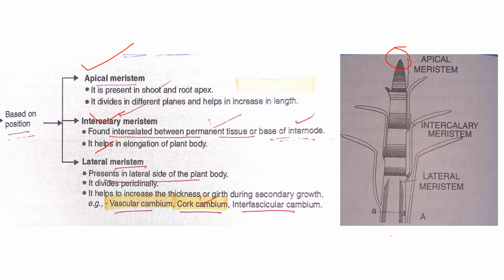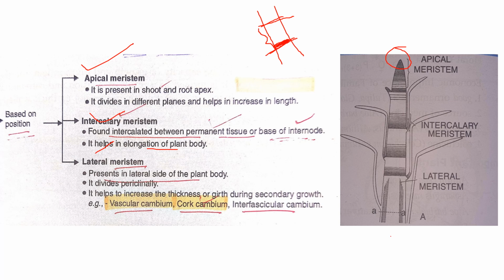So it is apical meristem. Then intercalary meristem. See, it is the stem, and many nodes and internodes are present. These are the nodes of the stem from where leaves arise. Between two nodes, a space is known as internode. At the base of this internode, intercalary meristems are present. So it helps in the elongation of the plant body.